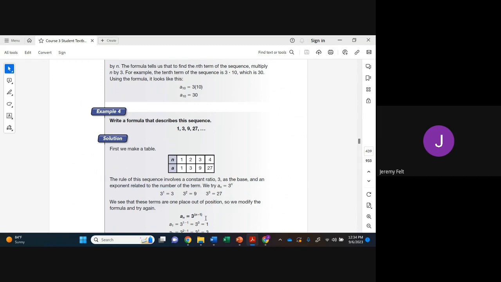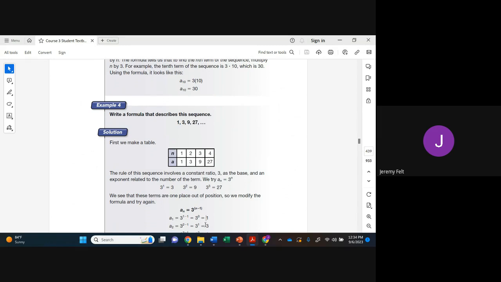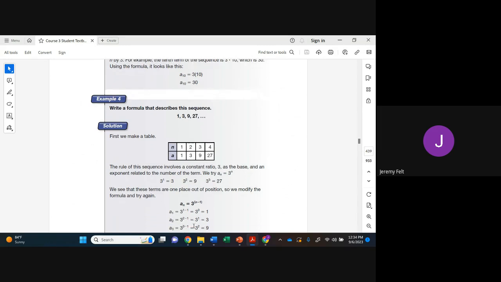So whatever that term number is, we take it minus 1, and then 3 to that power gives us our value, a. So our first term, n is 1. 1 minus 1 is 0. 3 to the power of 0 is 1. Any number to the power of 0 is 1. Okay, then 2. 2 minus 1 is 1. 3 to the power of 1 is 3. 3 to the power of 3 minus 1 is 3 squared, which is 9, and so on.